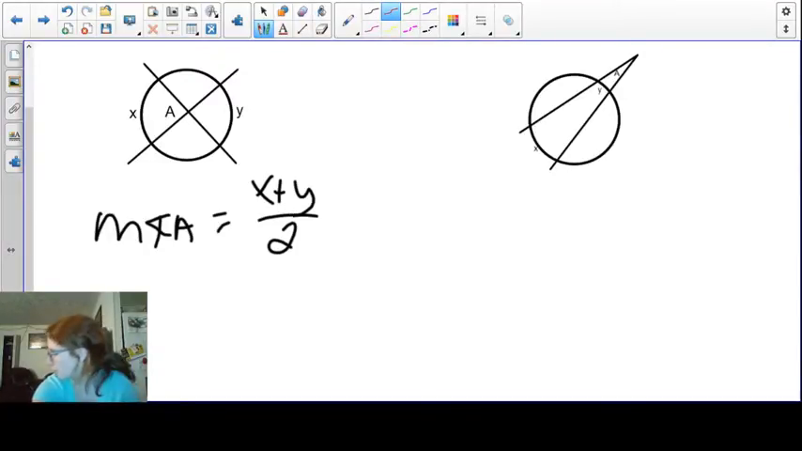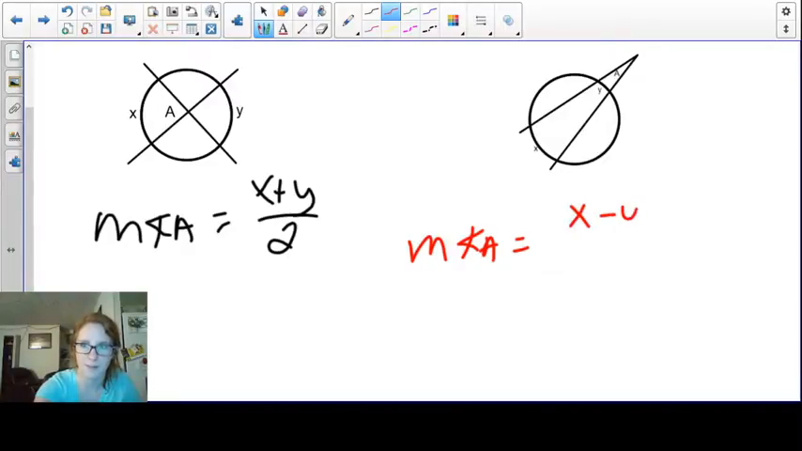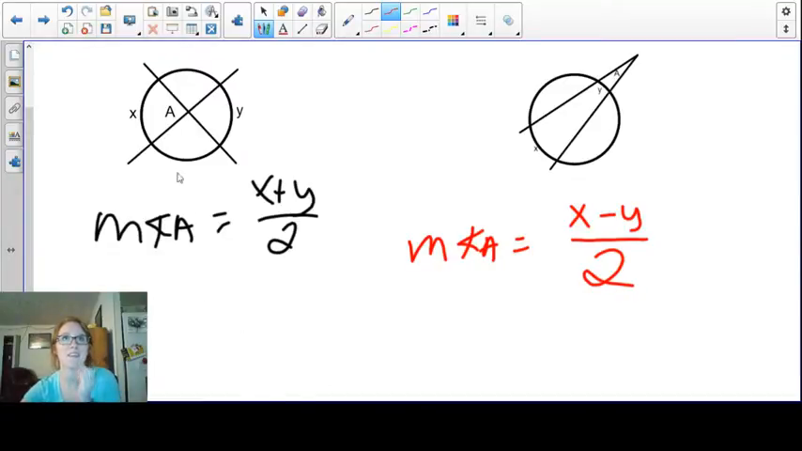An angle that's formed on the outside by 2 secants is when I take the bigger outside piece minus the other part, the big arc minus the little arc, because they look bigger over here and smaller over here, because they will be, and that'll be divided by 2. So if it's inside, you add and divide. If it's outside, you subtract and divide.